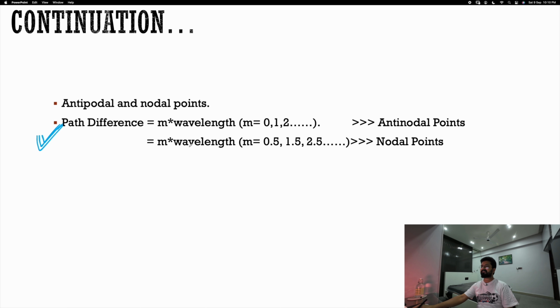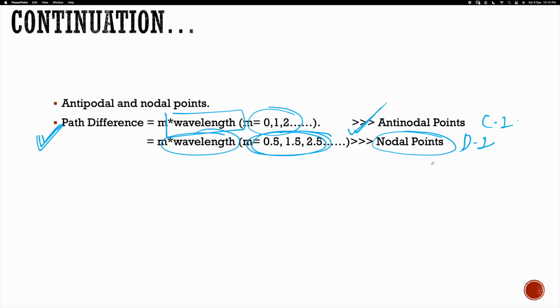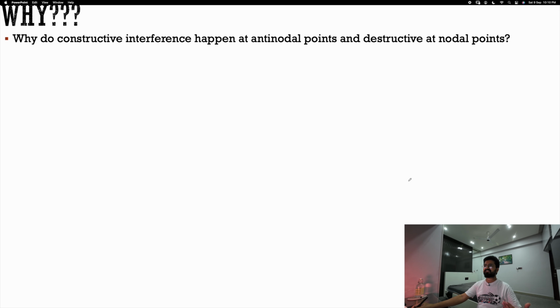If the path difference is integral multiple of lambda, you have antinodal points there because constructive interference is happening there. And if the path difference is equal to half-integral multiple of lambda, then those are going to be nodal points because that leads to destructive interference. Clear? Now, why does constructive interference happen at an antinodal point and why does destructive interference happen at a nodal point?